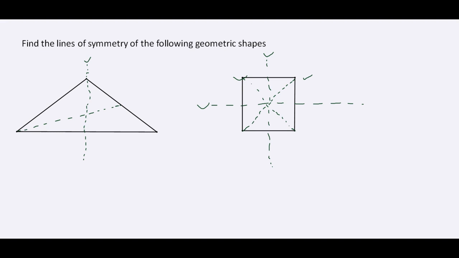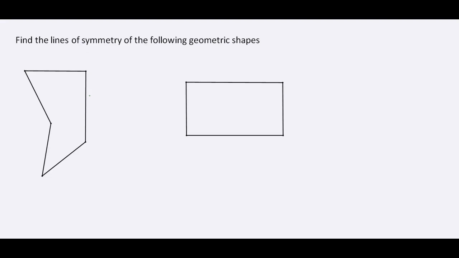Now let's look at these shapes here. Find the lines of symmetry of these shapes. There isn't any way, let's try something here. Let's draw a line here. Are these equal? They aren't equal. What about down here? They are not equal. So this has no lines of symmetry.